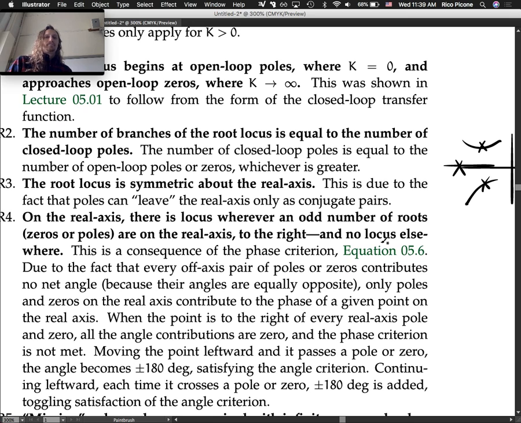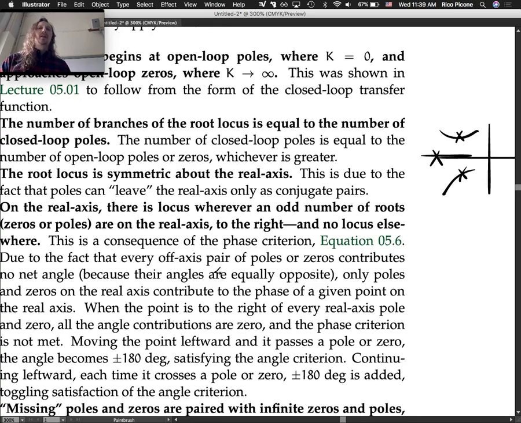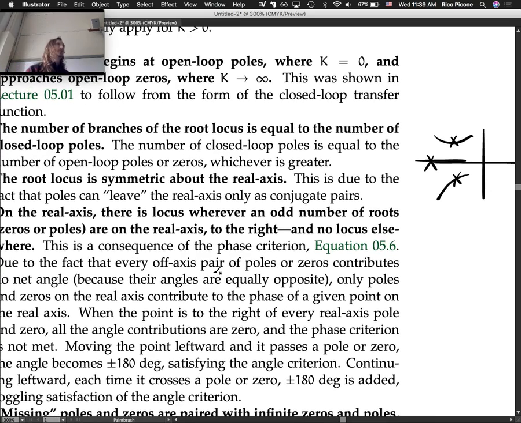Great. The root locus is symmetric about the real axis. This is due to the fact that poles can leave the real axis only as conjugate pairs. This is something that we were familiar with from just looking at pole zero plots, right? Because poles and zeros only show up as complex conjugate pairs.